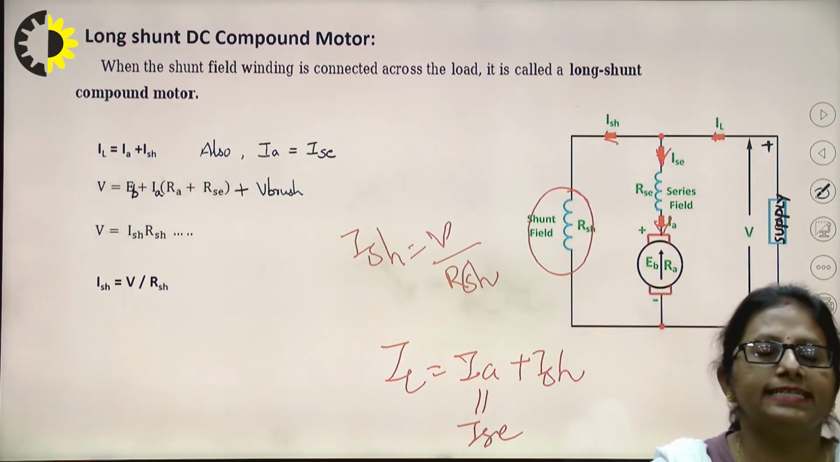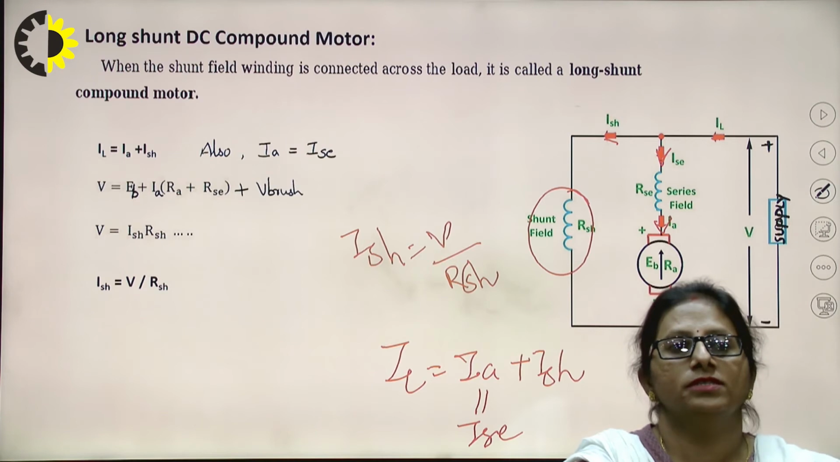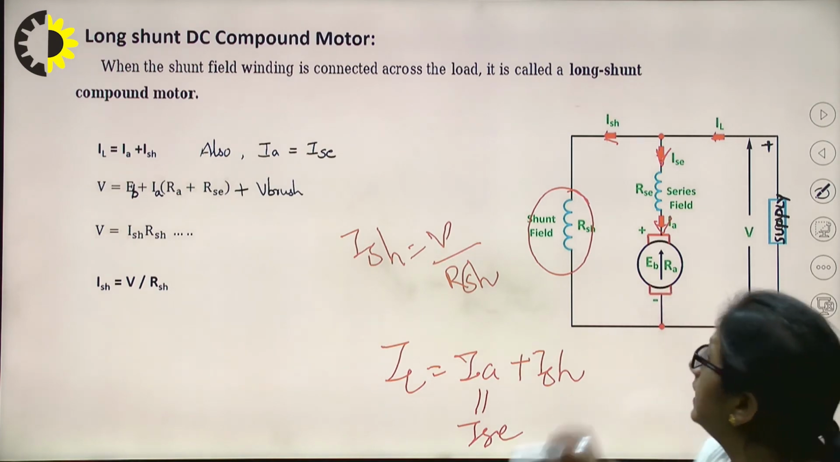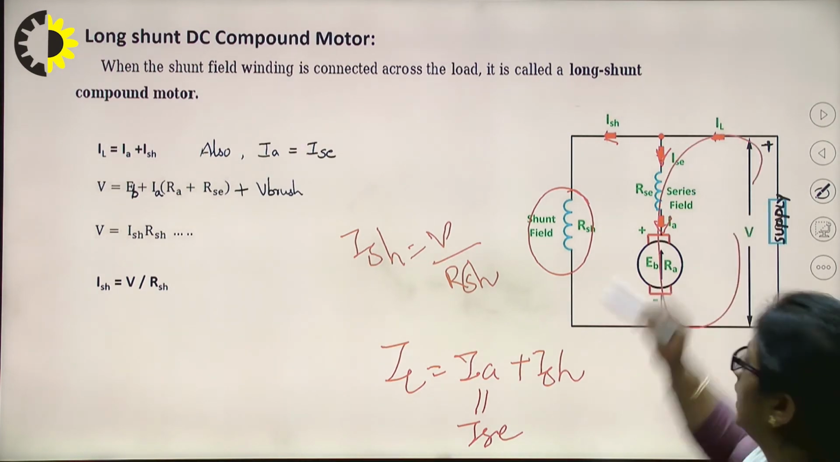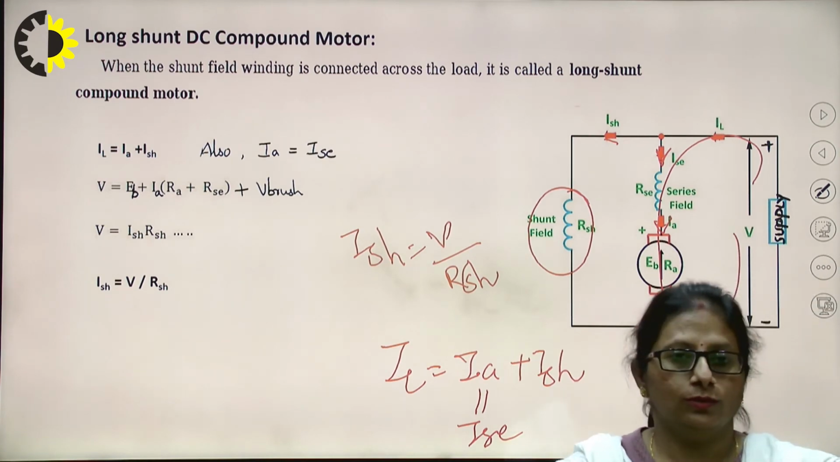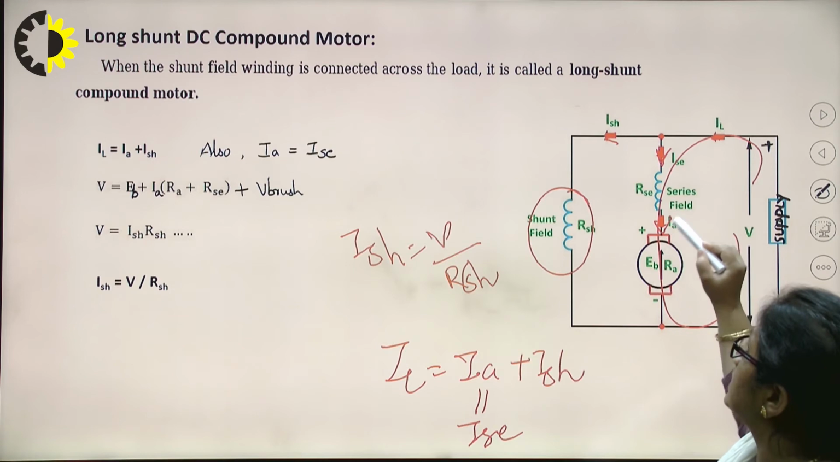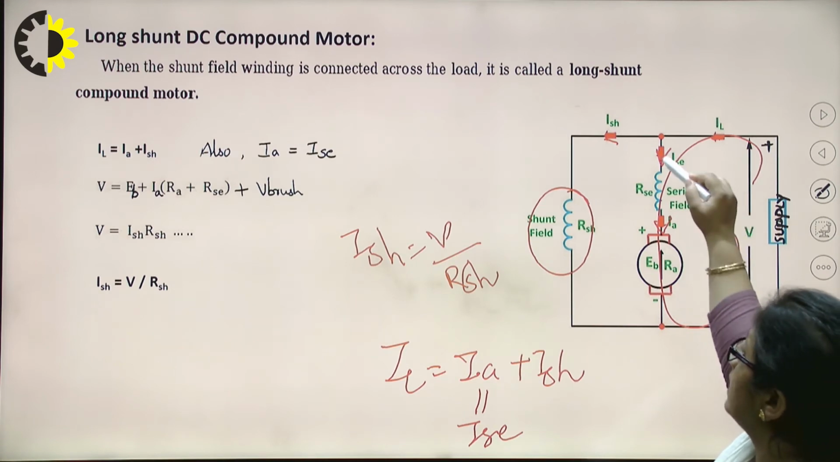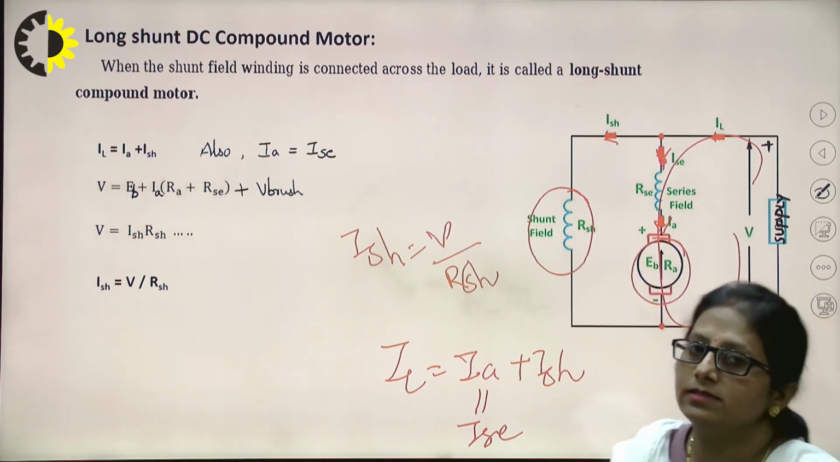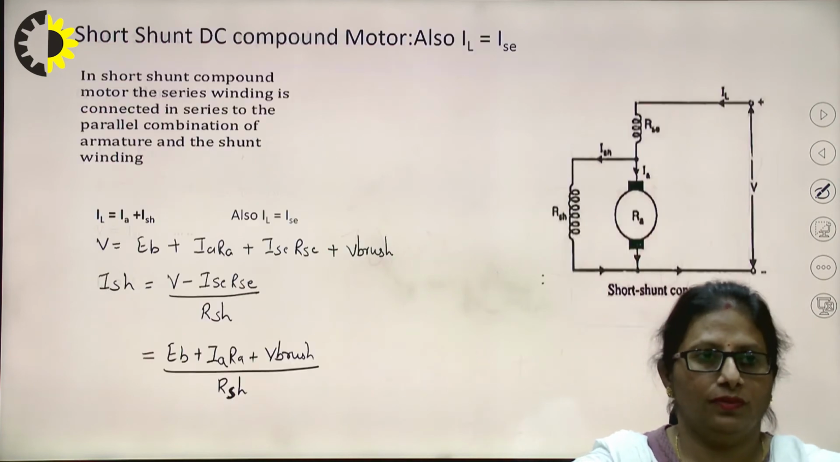Voltage equations: it's the same as that for a series one. There is no change. If you just see, the loop is the same. The KVL, if I apply my KVL to this loop, it is going to be the same. V is equal to the losses, IARA plus ISC RSC plus back EMF plus the brush contact drop, right?